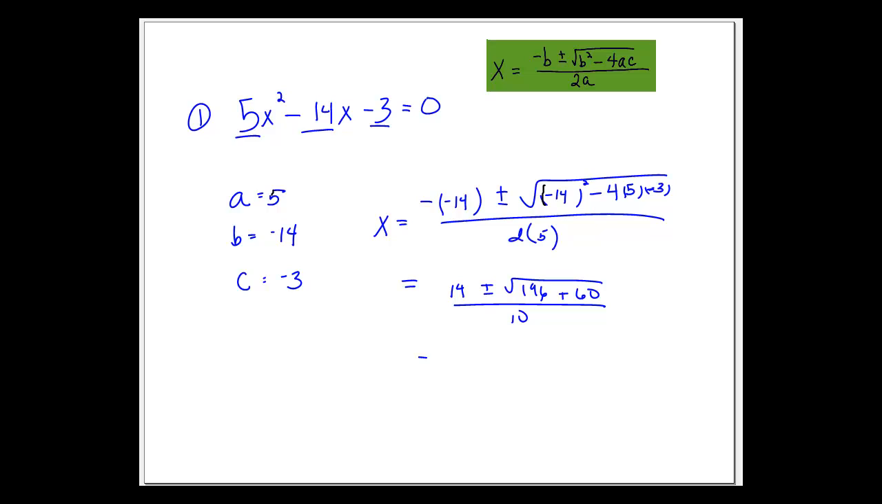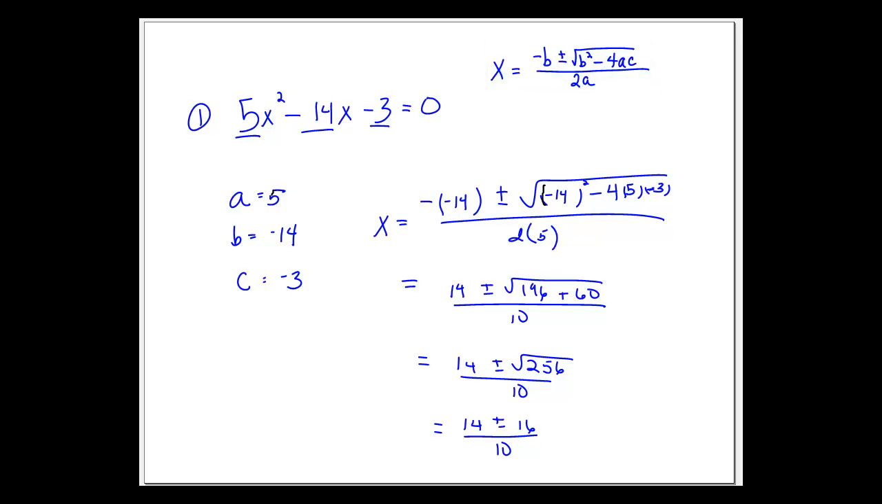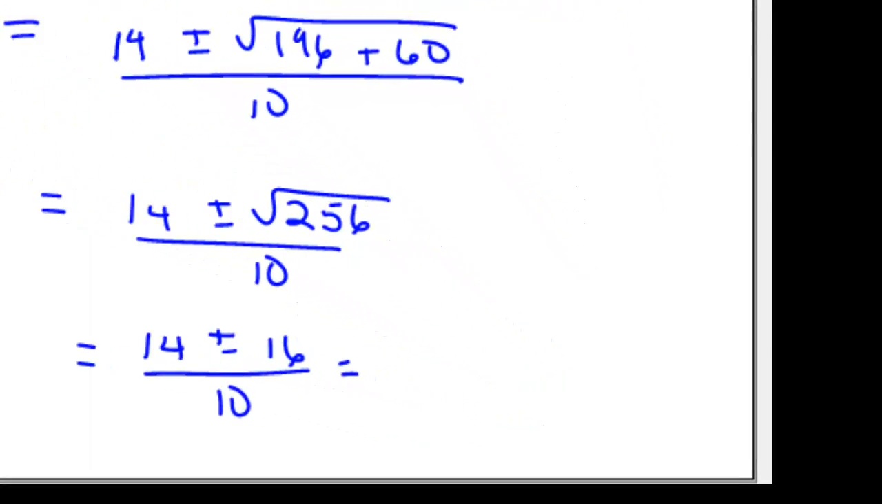Keep going. You want to break down your radical as far as you can. I have 14 plus or minus the square root of 196 plus 60, which is 256, over 10. We always see if we can simplify our square root, and we can. The square root of 256 is a perfect square, 16. So I have 14 plus or minus 16 over 10. Don't stop here. When the radical's gone, you can actually do the addition and subtraction.